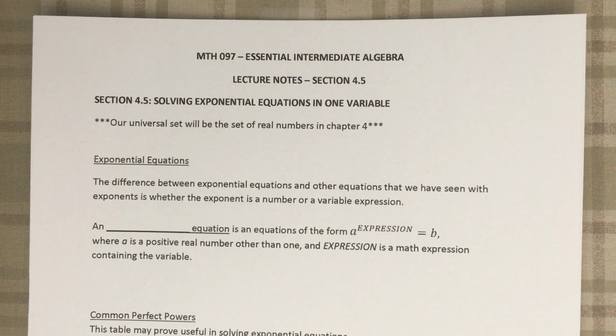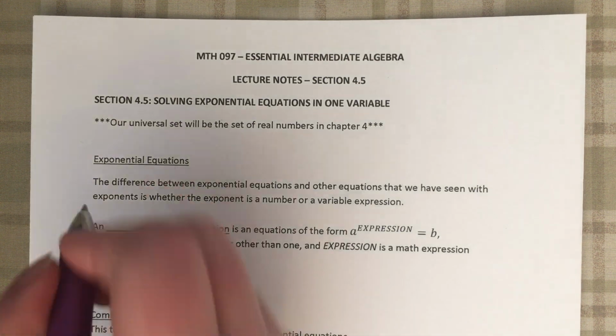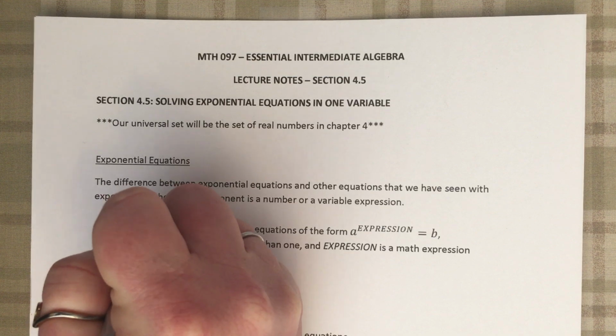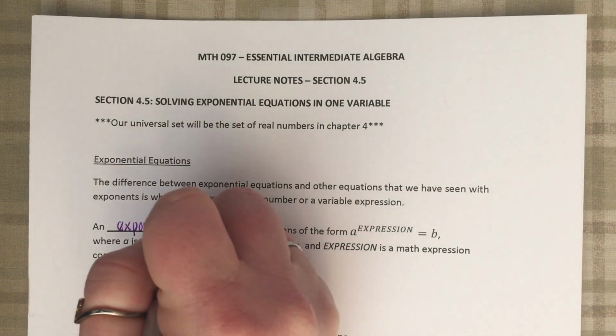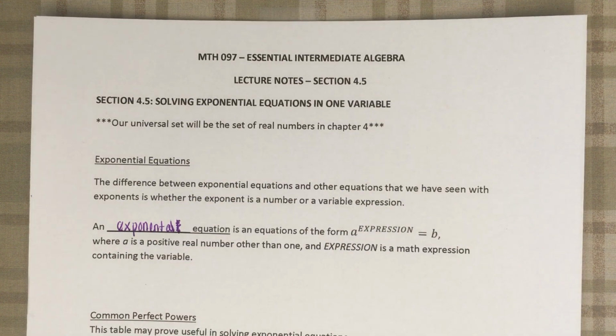The big difference between what we have seen so far and exponential equations is where our variable is. So an exponential equation is an equation of the form a to some expression is equal to b, where a is a positive real number other than 1, and the expression is a math expression containing the variable. We've definitely seen questions that have exponents in them, but those exponents have been numbers. In this case, when we're dealing with exponential equations, our exponents are going to be containing variables.